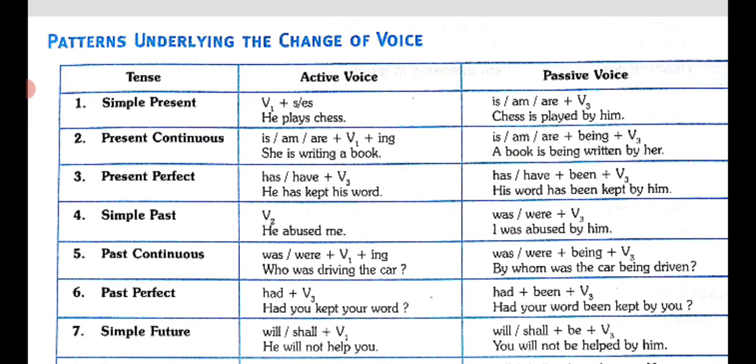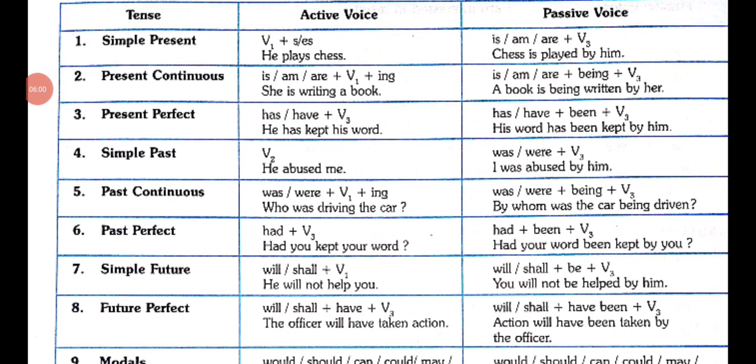In present continuous, is, am, are plus verb की first form plus ing will change into is, am, are plus being plus third form. Present perfect, has, have plus V3 changes into has, have plus been plus V3. He has kept his word. His word has been kept by him.